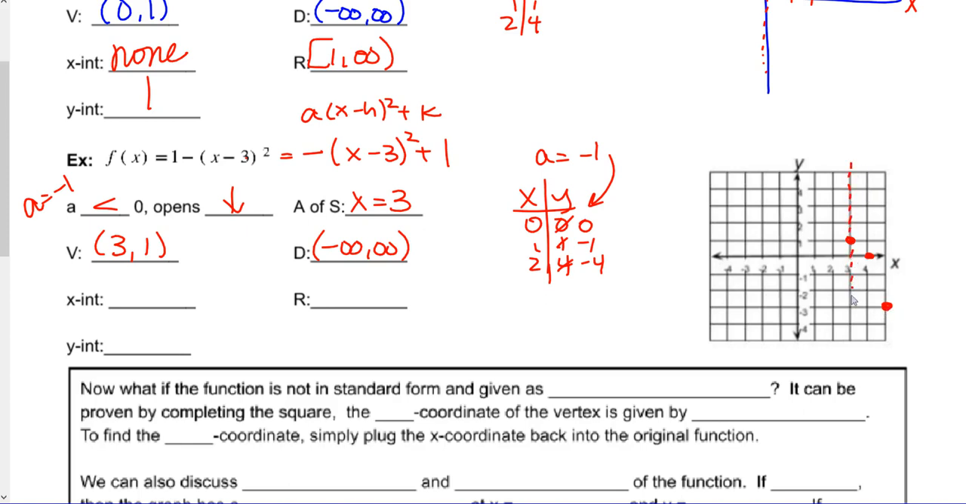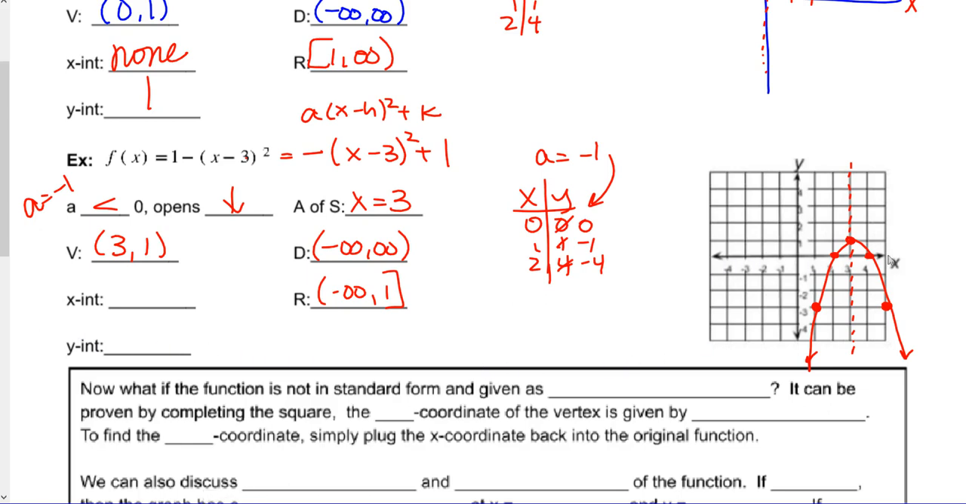Here is my axis of symmetry. So that means that a mirror image, this is going to be a point, and this is going to be a point, and this gives me my parabola. Okay? All right, so let's do our range next. Let's do from negative infinity, and I maxed out at y equaling 1. So we're going to go from negative infinity to 1 and include that. And then let's talk about x-intercepts.